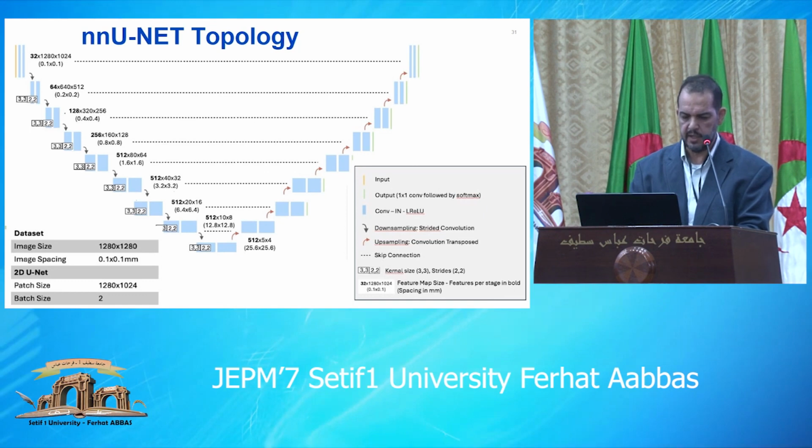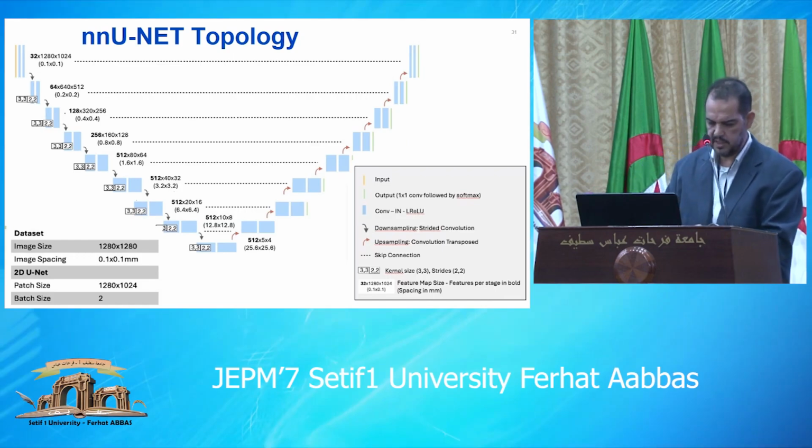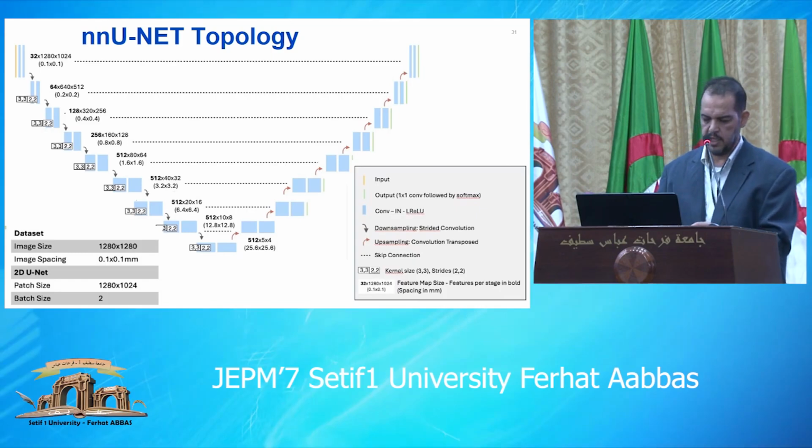This is the compressive path, and this is the expanding path of her pipeline. And again, the original images were 1280 by 1280. Each pixel is about 0.1 millimeter, and the batch size is 2. Patch size 1280 by 1024. So it's a U-Net optimized topology.